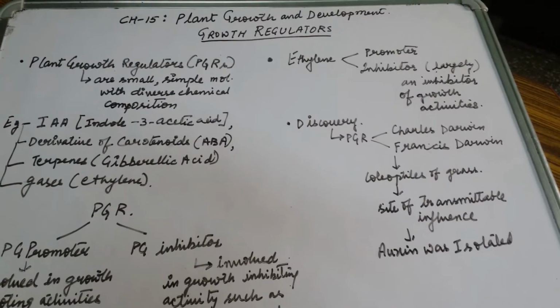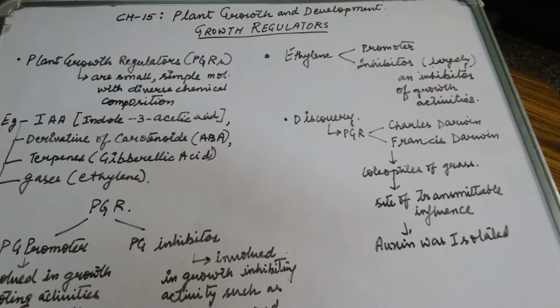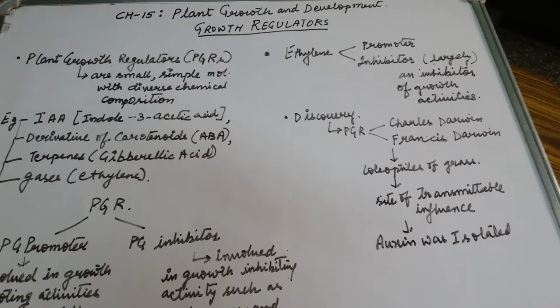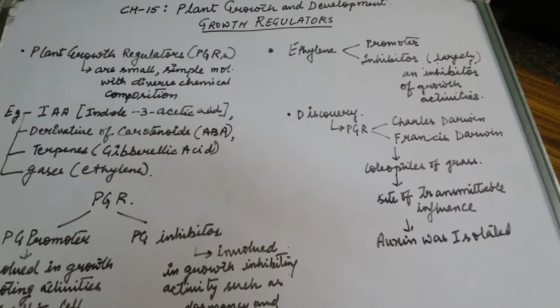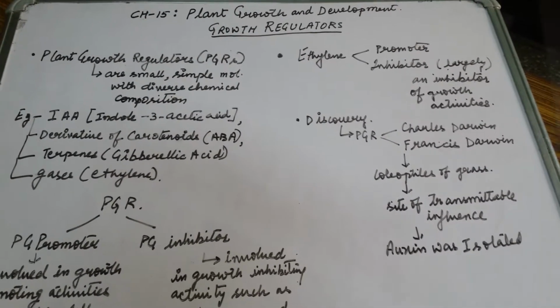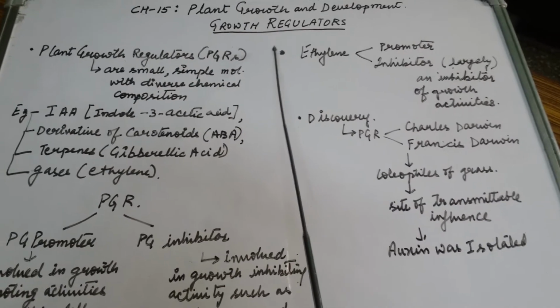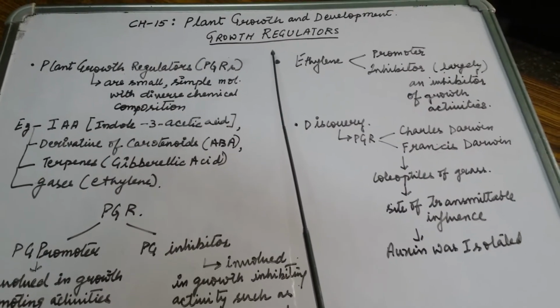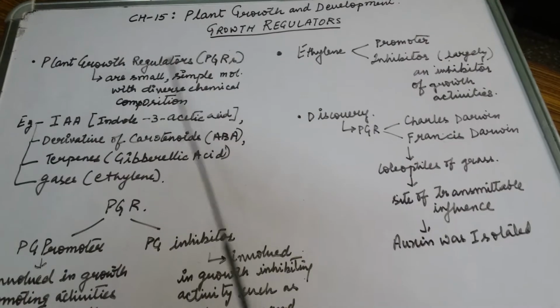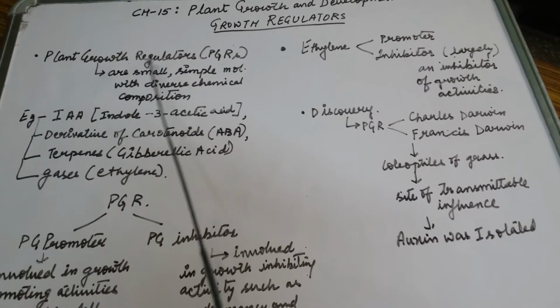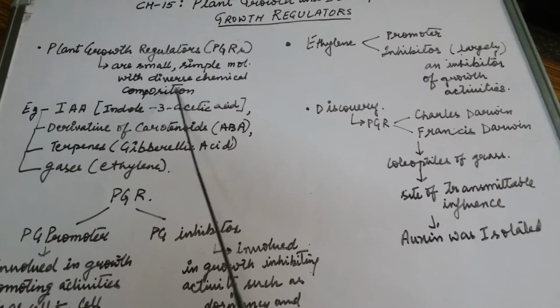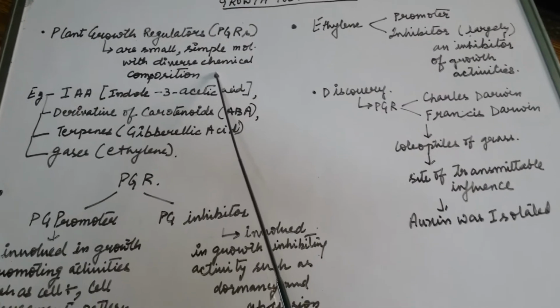Students, today in this video we are going to study chapter 15, that is plant growth and development, within which we will be studying the growth regulators. Growth regulators in plants are called plant growth regulators. These are small simple molecules with diverse composition.